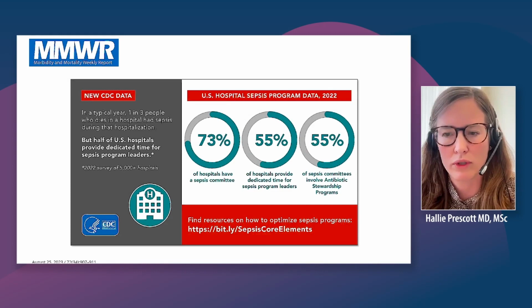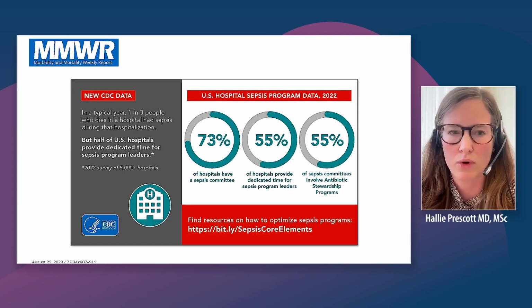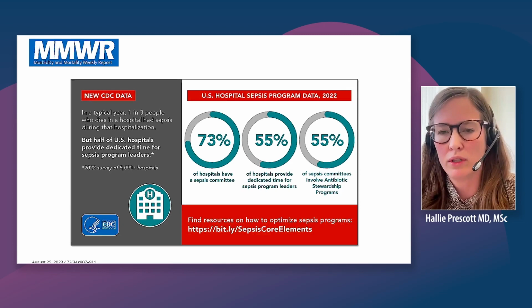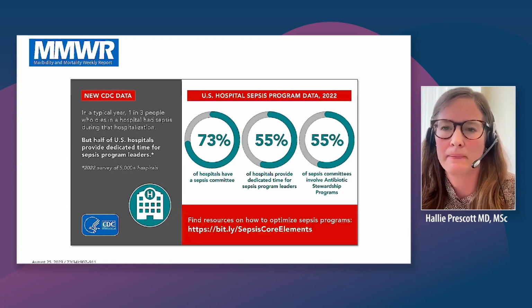Another example is that we found that only 55% of hospital sepsis programs involve collaboration with antibiotic stewardship programs. Sepsis is a condition that requires coordination across disciplines and across specialties in the hospital, and antibiotic stewardship programs are just one example of groups that should be interacting with the hospital sepsis program. So overall, the good news is that the majority of hospitals already have a sepsis committee, but there are certainly opportunities for improvement in terms of the structure, organization, and resources of those committees. Next slide.